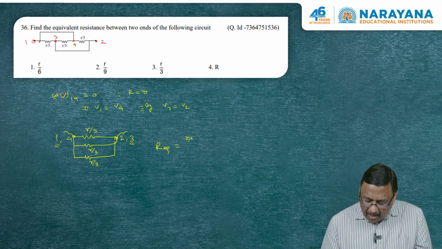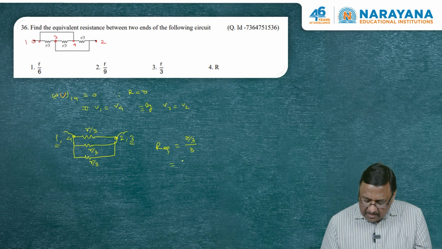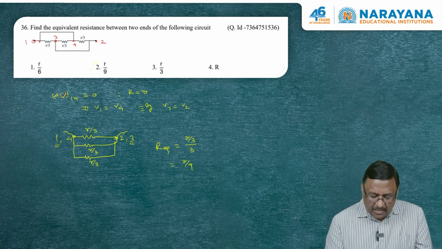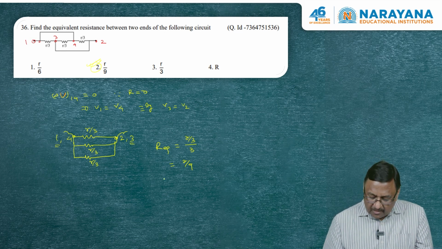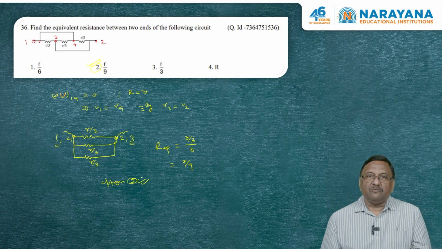It is going to be R by 3 divided by 3 because all three resistors are going to be equal. So what is my answer? It is going to be R by 9. So I'm not giving so much emphasis. It's very simple. So you can say yes, option number 2 is the right option for this question number 36. So your option 2 is the right answer for this question.